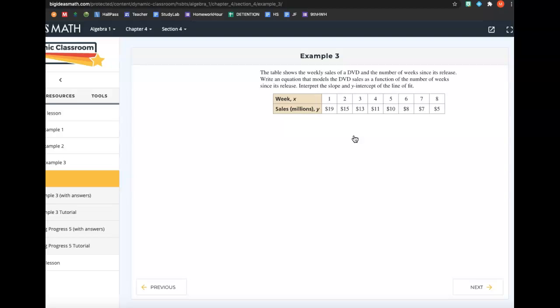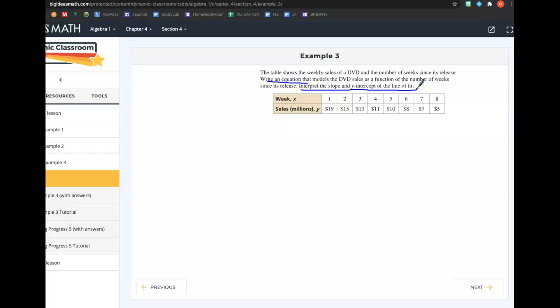The table shows the weekly sales of a DVD and the number of weeks since its release. Write an equation. So this time we have to write an equation that models the DVD sales as a function of the number of weeks it's released. Interpret the slope and y-intercept of the line of fit. Yeah, I know how to do this.